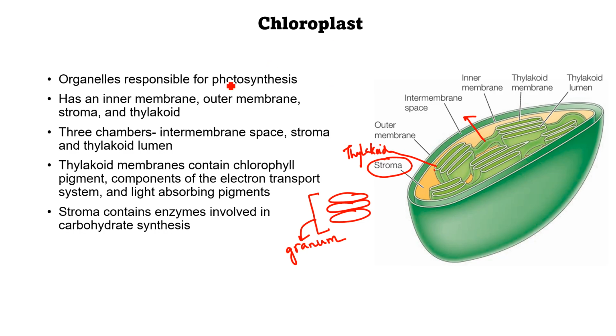So chloroplasts, as all of you know, are organelles responsible for photosynthesis. They have an inner membrane and an outer membrane. There are thylakoids, and the matrix which is present is called stroma. There are three chambers which are present. One is this intermembrane space. Then there is the stroma, and another chamber which is found is the thylakoid lumen, right?